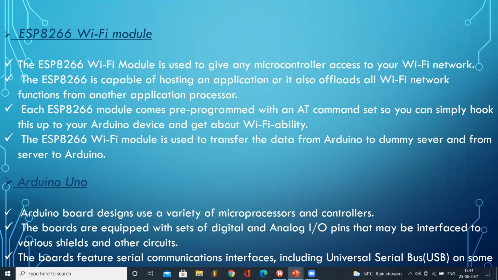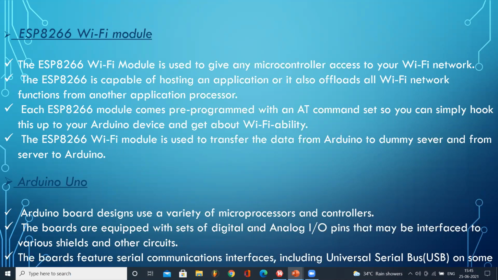Arduino board designs use a variety of microprocessors and controllers. The boards are equipped with sets of digital and analog input/output pins that may increase the value set, including Universal Serial Bus, some of which are also used for loading programs from a computer.